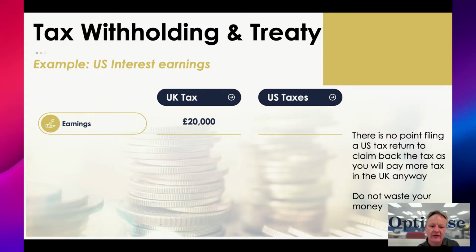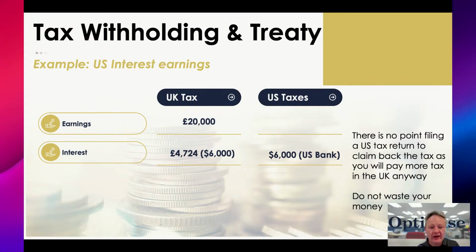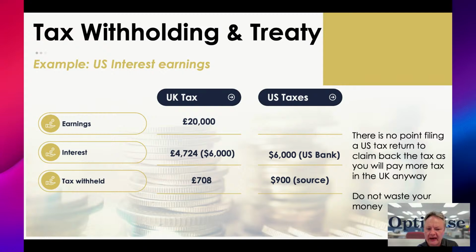So earnings here is £20,000, what you have in earnings in the UK. But let's imagine that you have $6,000 in US bank account interest. That is going to be the equivalent of £4,724, in dollars converted to pounds, of course. Tax withheld is £708, which is $900 converted back into sterling. The UK tax on that income would have been £944.80. So why would you go to all that trouble to do a US tax return to try and claim back that $900 of tax when actually you're going to be paying more in the UK? It would be a waste of time. You may just take the credit. So sometimes people can advise you to do tax returns in the US when it's not actually needed.